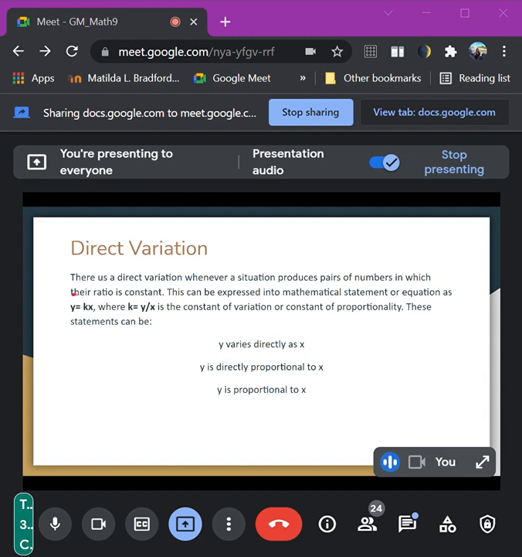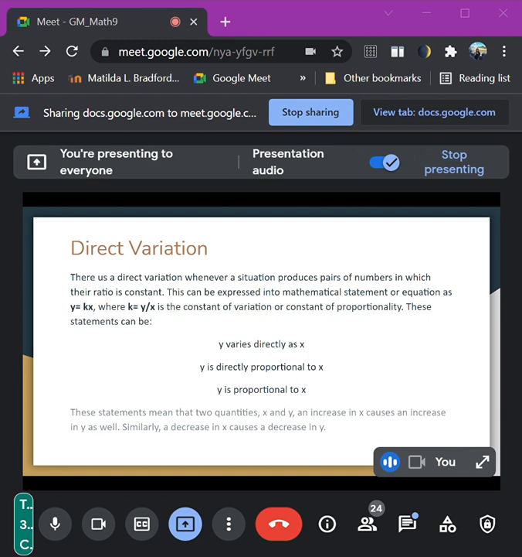Okay, so this equation can be read as all of these three phrases. You have to remember this because there are different variations in our following lessons. We have inverse, we have joint, and we have combined. But for this time, we're going to have direct and inverse.